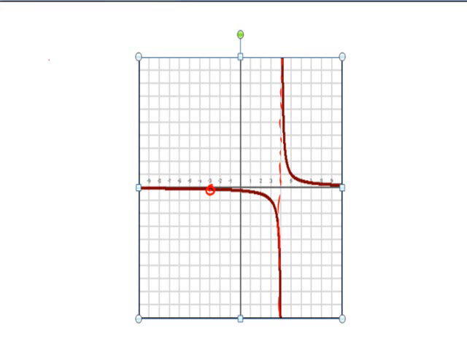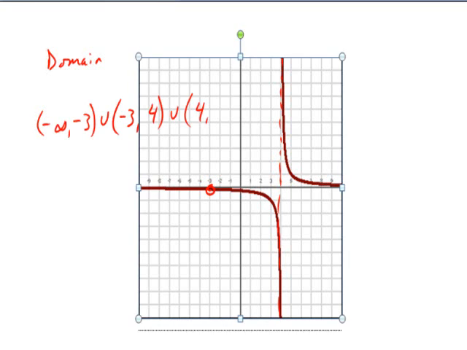Well, once again, if we look at the domain for this function, coming from the left, the curve goes all the way off to -infinity and comes up to -3, but does not include -3. And then the curve goes from -3, not including -3, up to 4. And then the curve goes from 4 to infinity. So here is a graph of the function. I could identify this point as -3, -1/7. I could identify my vertical asymptote as x equals 4.